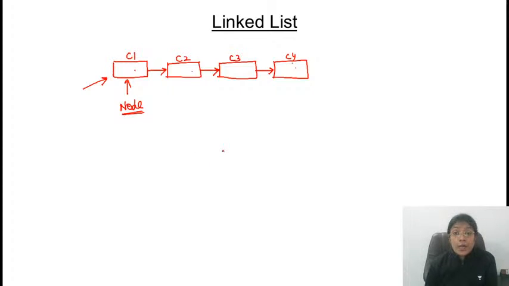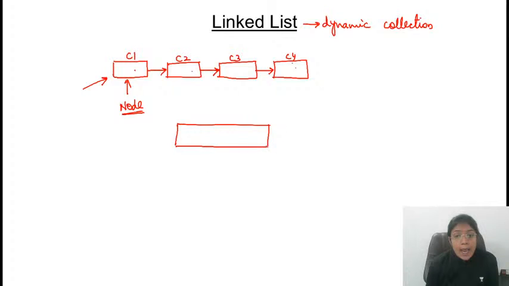It's a collection of elements. It's actually a dynamic collection of elements. So what will happen here? This means that in one node, definitely I need to store some data, right? Why are we using the concept of data structures? Because we need to organize and store the data in such a manner that it can be retrieved efficiently. So data is stored.